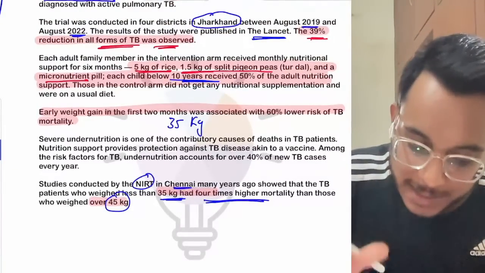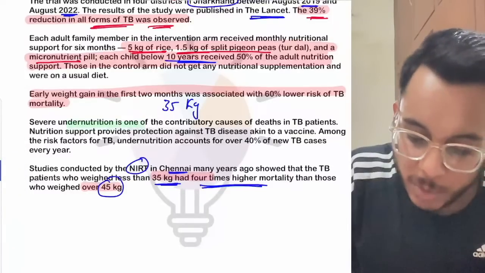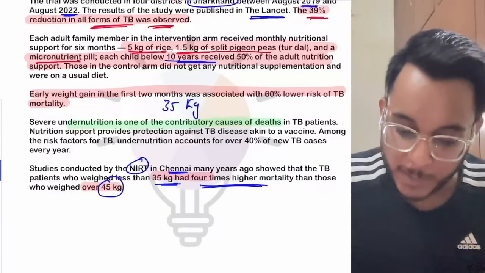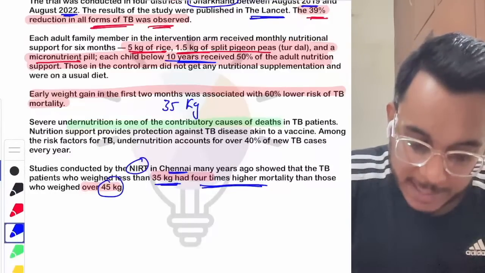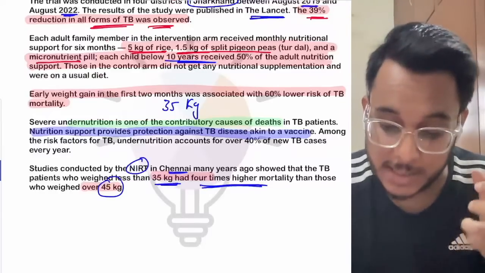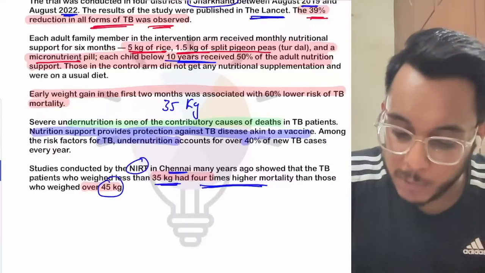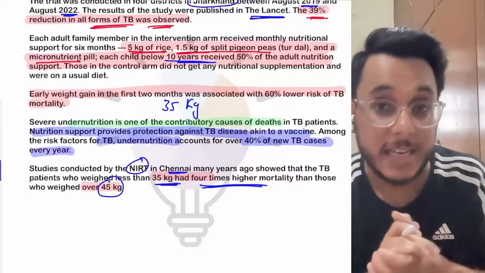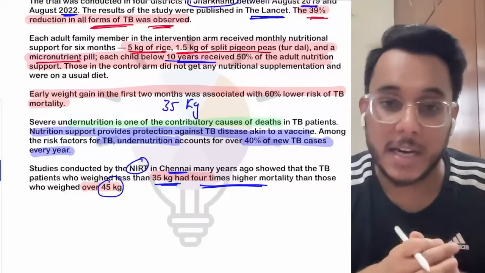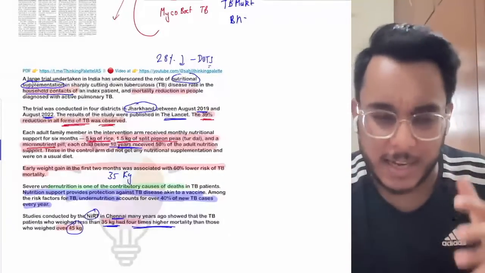Now, basically, it has been provided that severe undernutrition is the biggest contributory cause of death in the case of TB patients. Okay, and it has been provided that giving good nutrition is similar to giving a vaccine for TB. Okay, this is such a big thing. And it has been provided that undernutrition accounts for 40% of new TB cases every year. So 40% of new TB cases are coming because the people are undernourished. Now understand this particular thing, guys, that some additional information we will take.